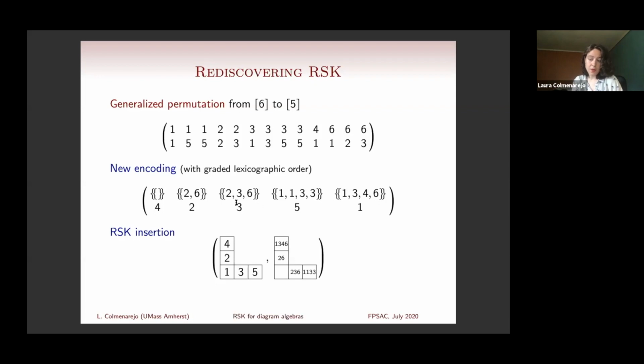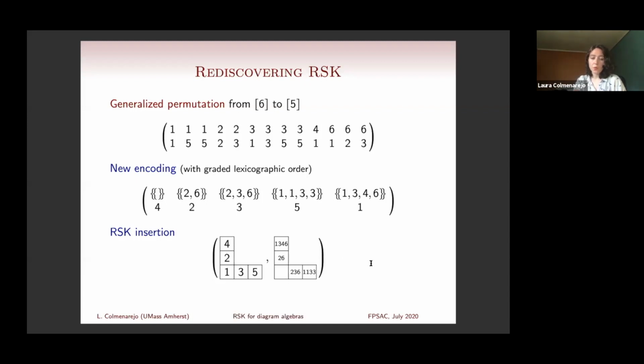And with this array, I can just insert using the RSK algorithm that I described before. If I'm inserting the bottom row, I'm going to get a standard Young tableau with the numbers 1 up to 5 in this case. And when I record the top row, I'm going to get a Young tableau in which the entries now are multisets. Just for the notation, I'm forgetting the brackets when I put the numbers in the Young tableaux.